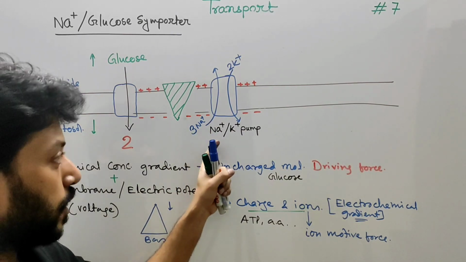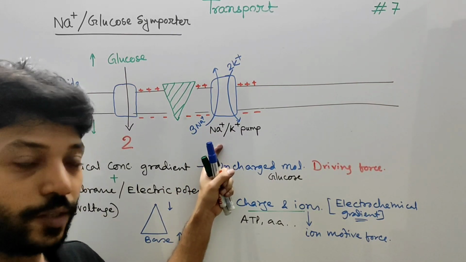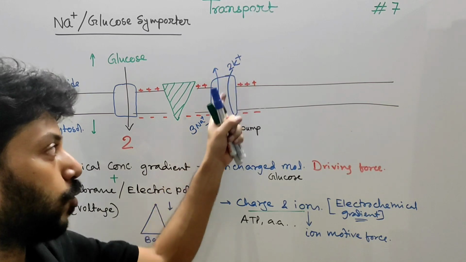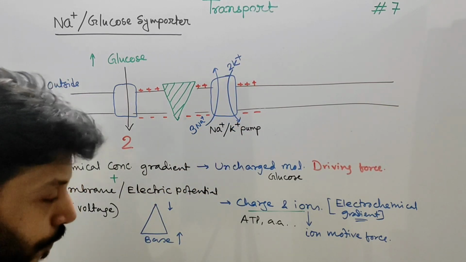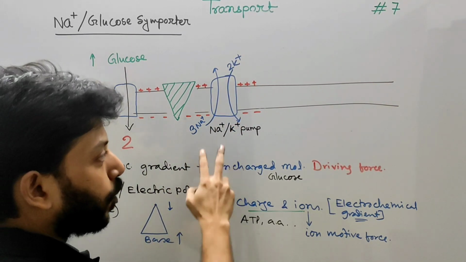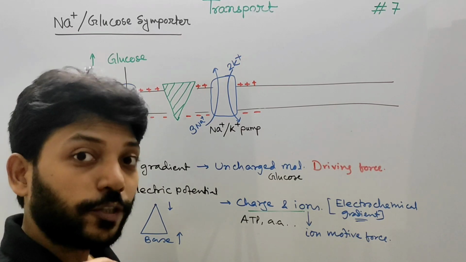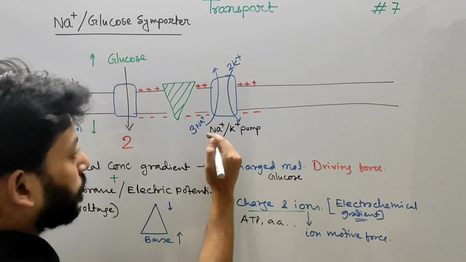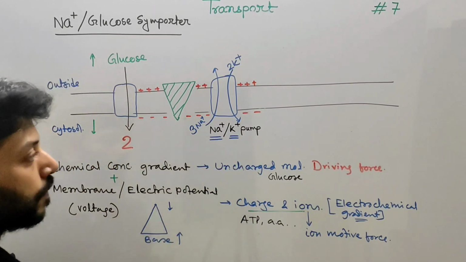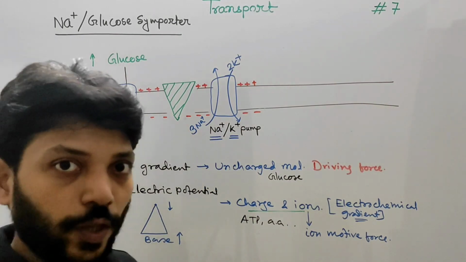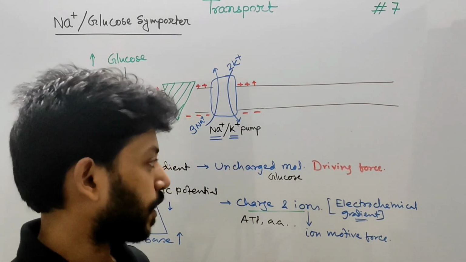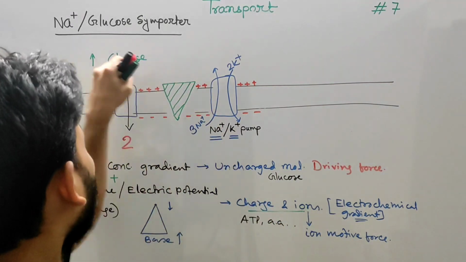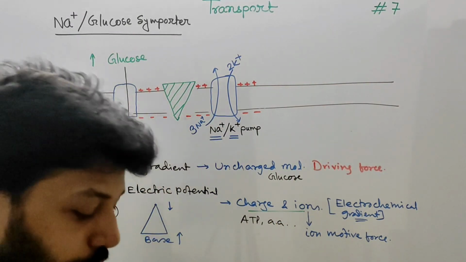This is because this is electrogenic in nature. 3 sodium comes out and 2 potassium comes in. Now, this sodium potassium pump creates an ion concentration gradient, or chemical concentration gradient, of sodium and potassium. I am just giving the example of sodium here because we are learning about the sodium glucose Symporter.